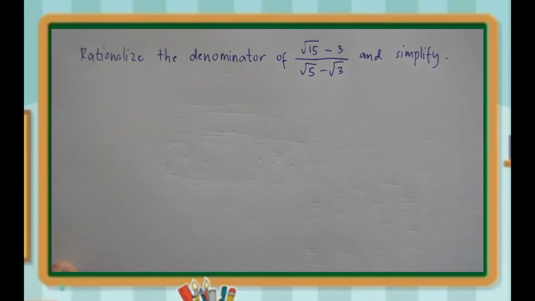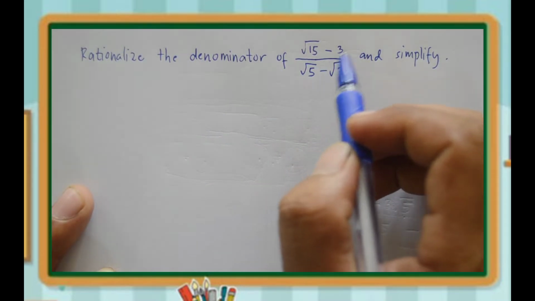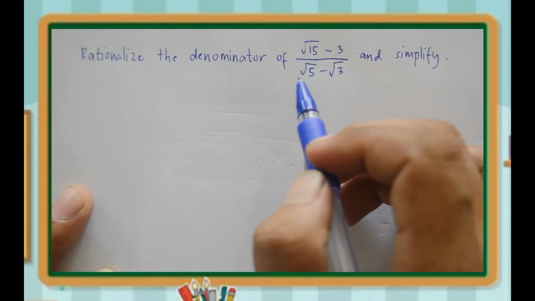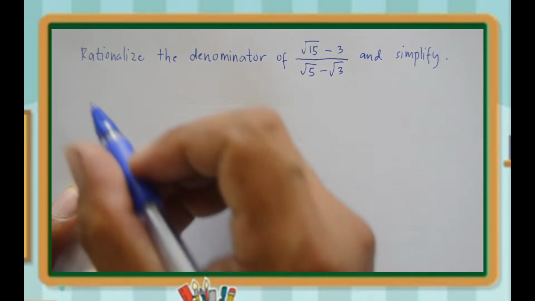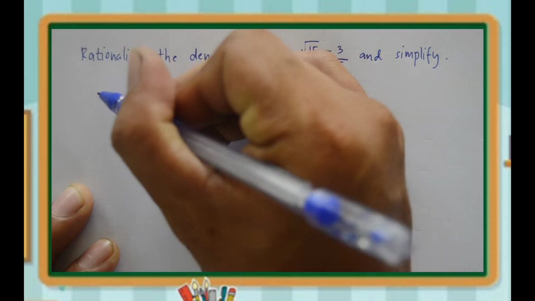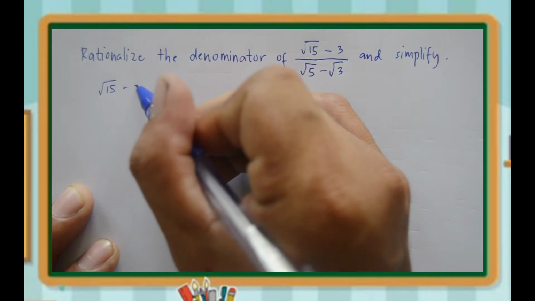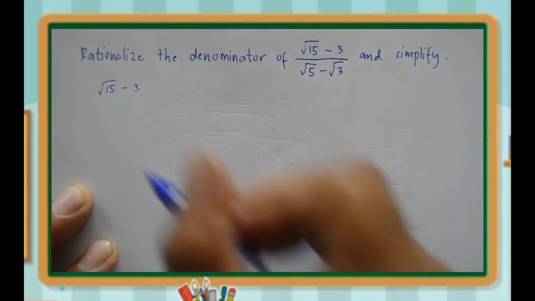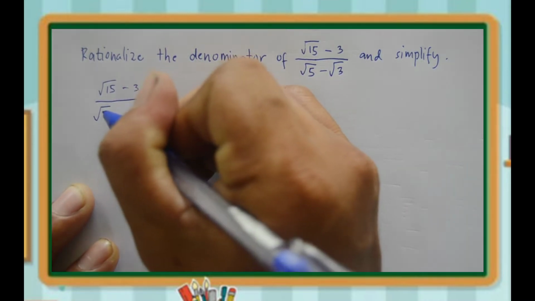Rationalize the denominator of (square root of 15 minus 3) all over (square root of 5 minus square root of 3) and simplify. So we are going to copy first the expression: square root of 15 minus 3 all over square root of 5 minus square root of 3.